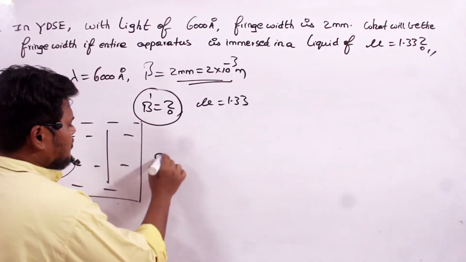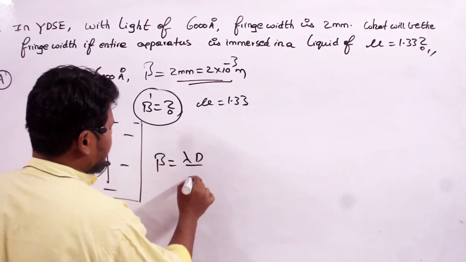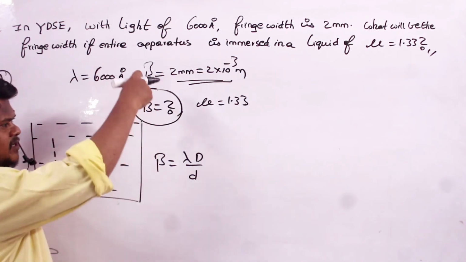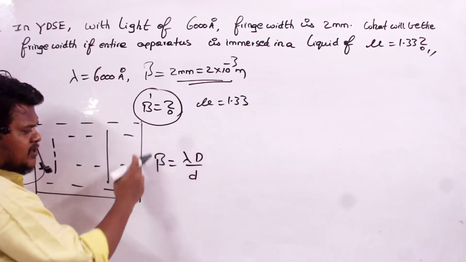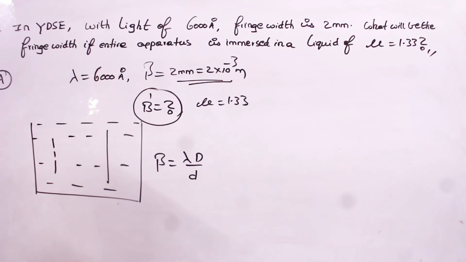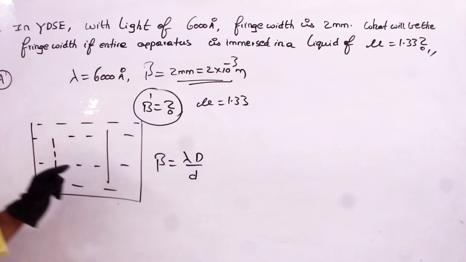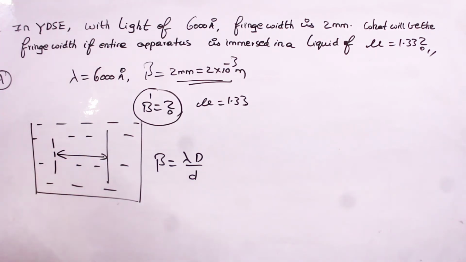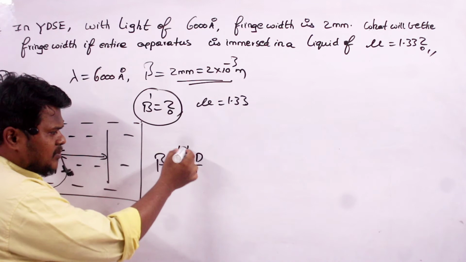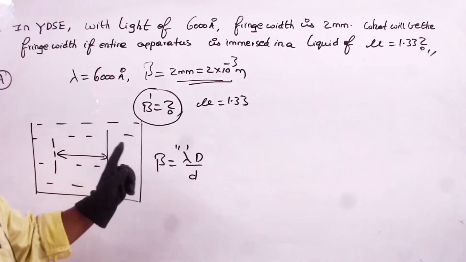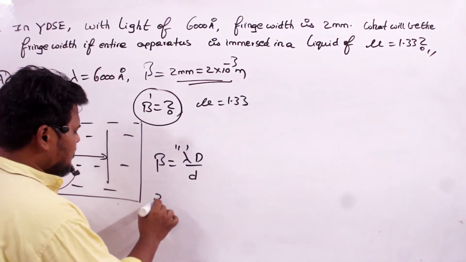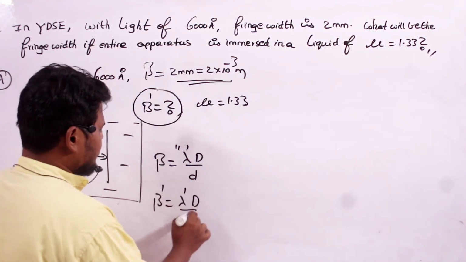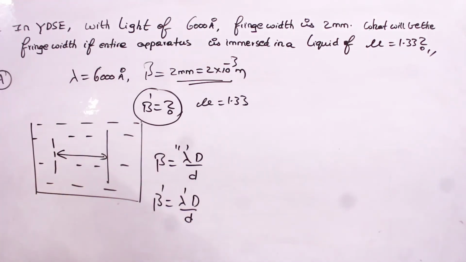Actually, what is the beta value? Beta is equal to lambda D by d. So if I immerse this in water, which parameters will change? Only lambda will change. What is small d? Distance between the slits, that will not change. Capital D, distance between the slits and the screen, that also does not change. If anything changes, that is lambda. So beta dash, I can write as lambda dash D by d.